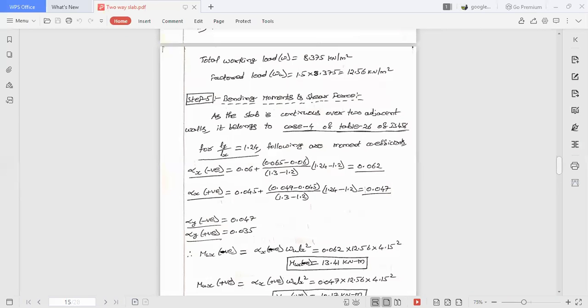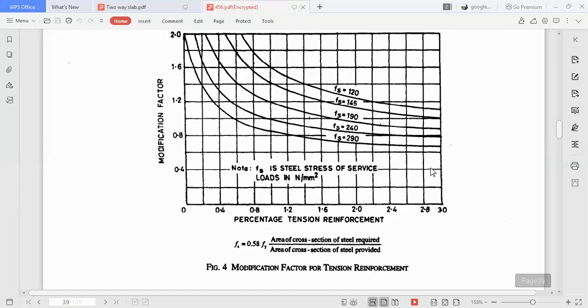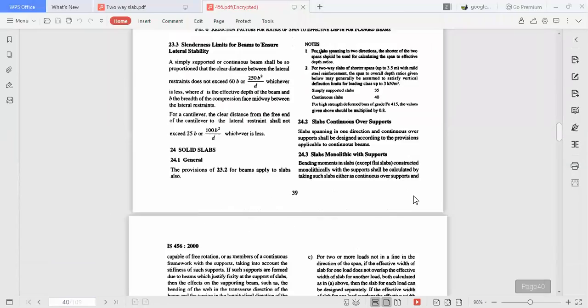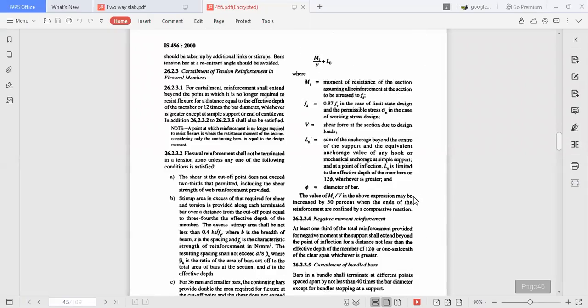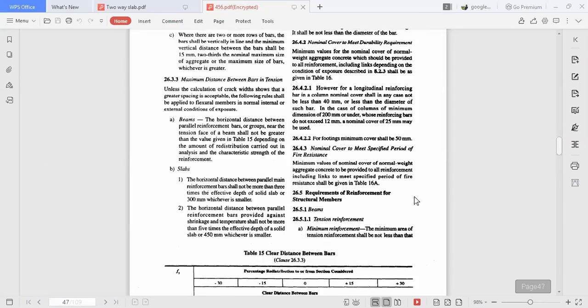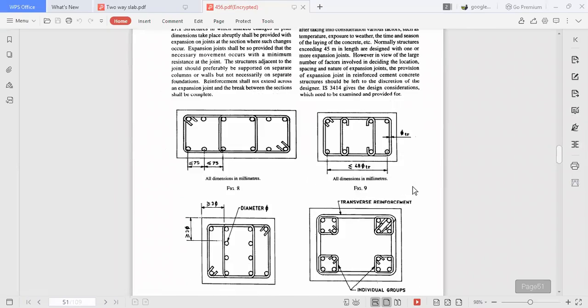And let me show you the code first. Why? Because for this case, we need to understand first, identify which case it is. This is not a simply supported. In the question, they say some two adjacent edges are continuous, right? Let us check which case it is.